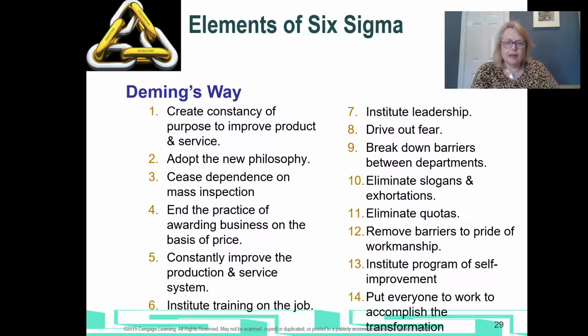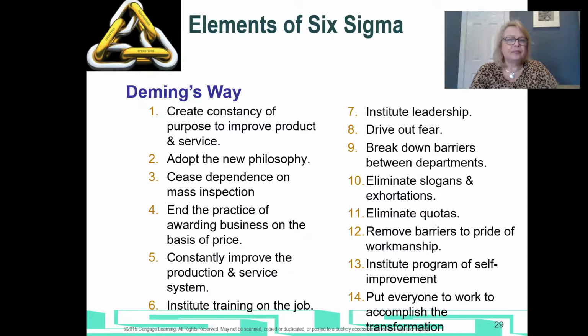You should constantly be improving. You should train people on the job. You should institute leadership that embraces these. The most important thing on here is number 8, which is drive out fear. That's on your test. Driving out fear means I should not be afraid to stop the production line if I see something unsafe or something that is bad quality. You want to break down the barriers between departments, meaning that marketing doesn't blame sales, manufacturing doesn't blame quality or engineering, things like that.